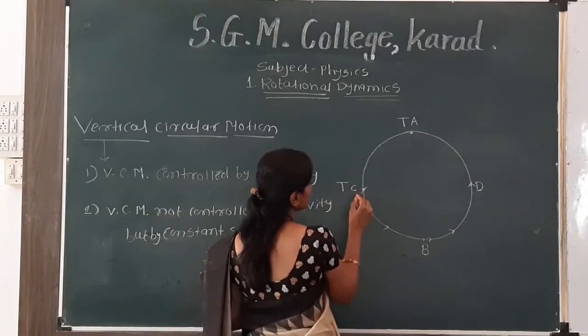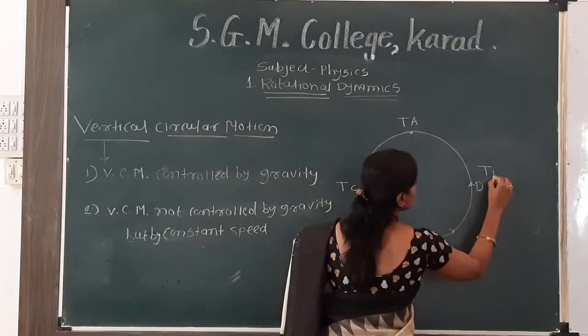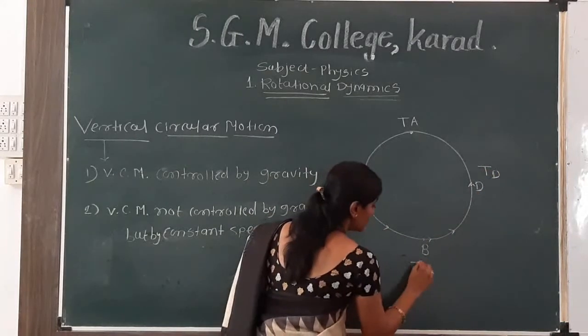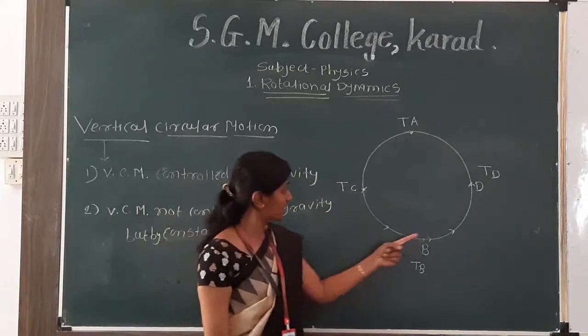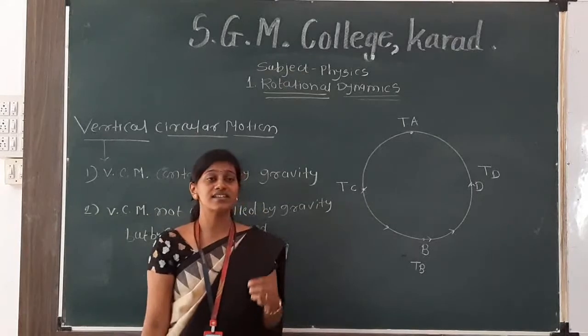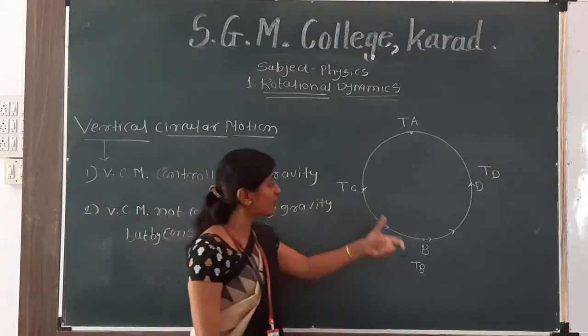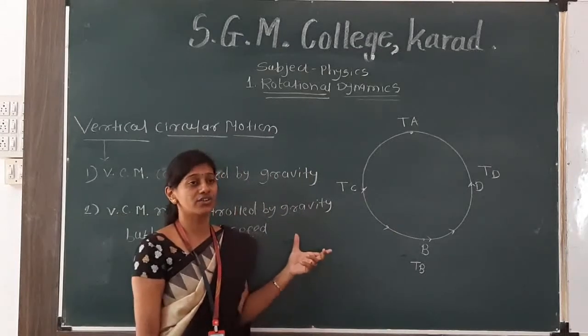At the midway position at point C, the tension is TC. At the D position the tension is TD, and at the B position the tension is TB. When a body revolves in a vertical circle, its velocity and its tension are different at different points. Then such motion of a body is called vertical circular motion.